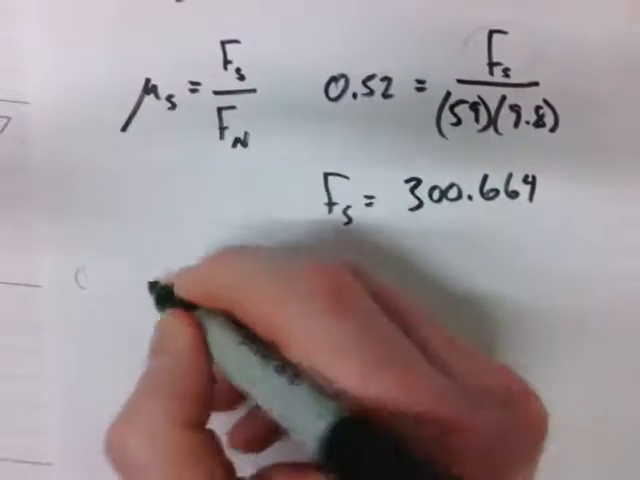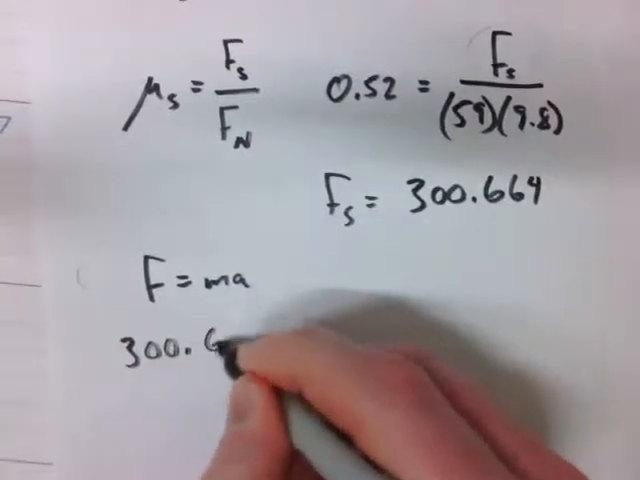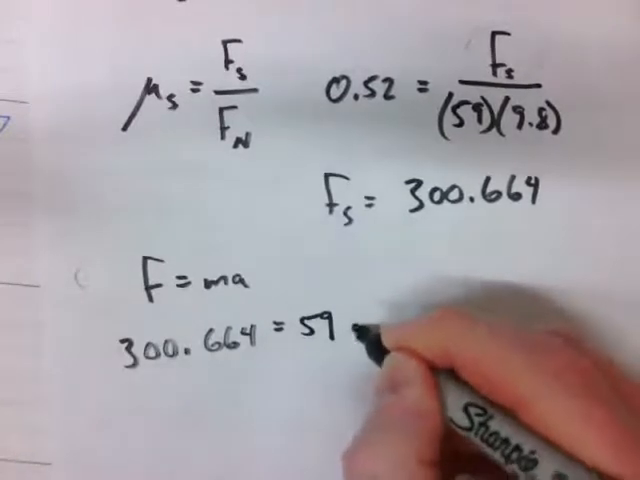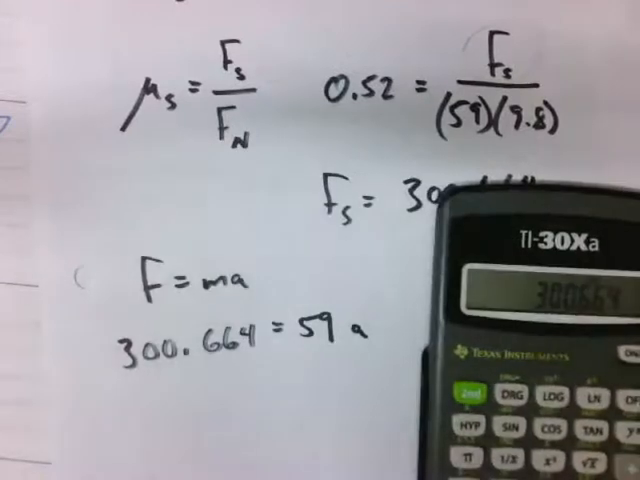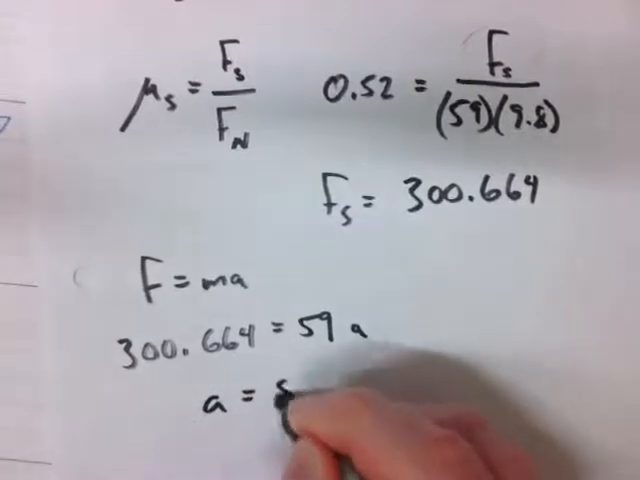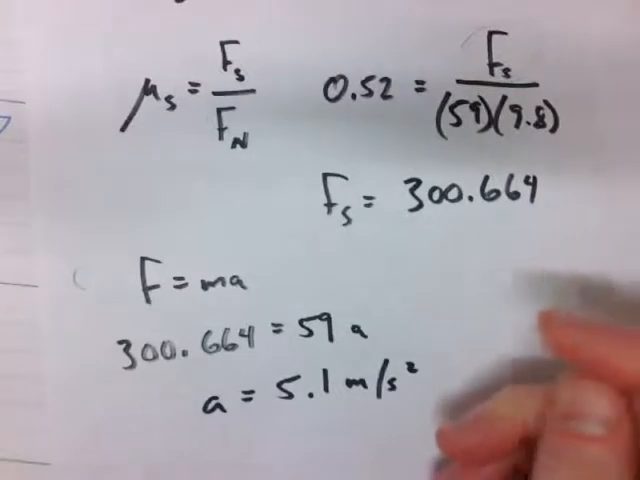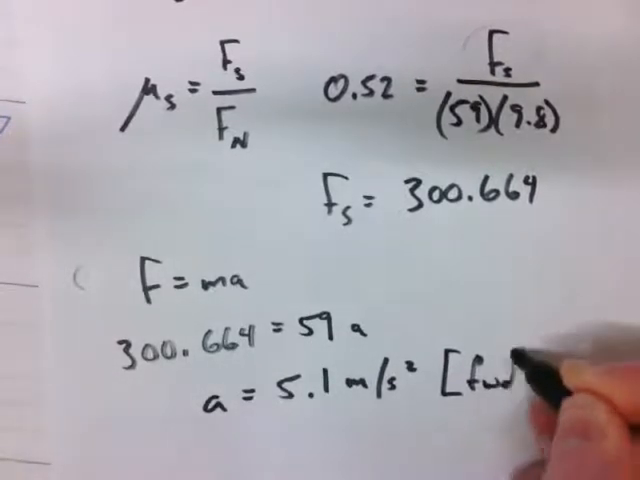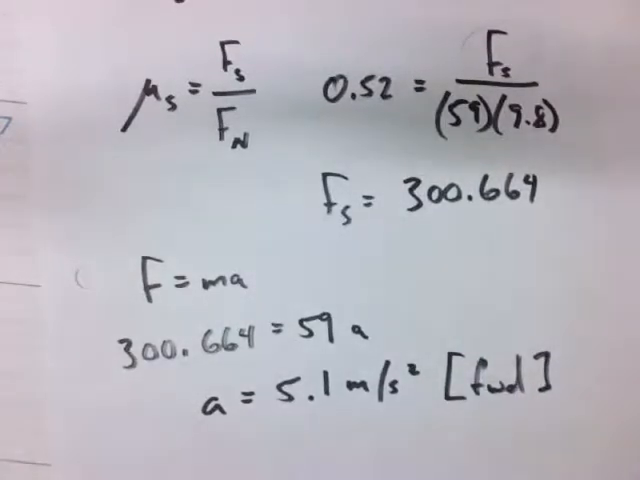We need this first because F equals ma. Force of 300.664 equals the mass, 59, times acceleration. So 300.664 divided by 59 equals 5.096. Acceleration equals 5.1 meters per second squared. Is it asking for magnitude only? No, so you've got to give a direction. If you're not sure, say forward, because I'm assuming he's not going to be running backwards.